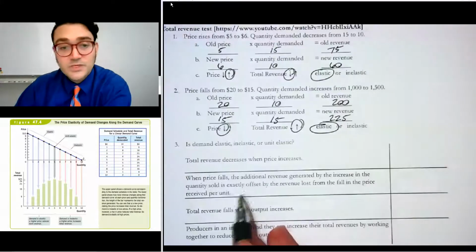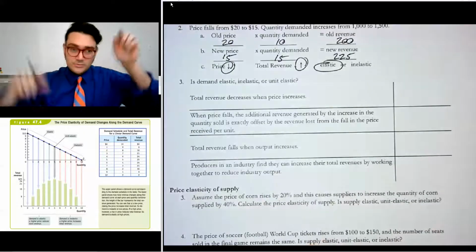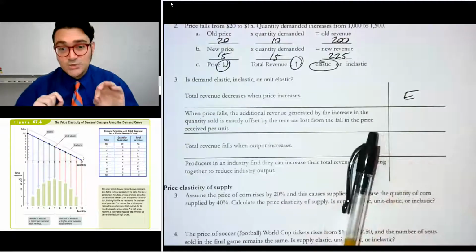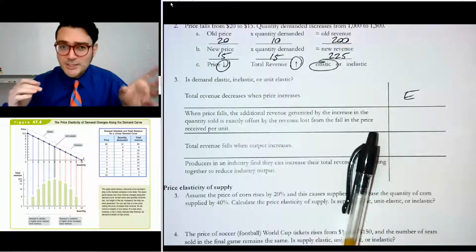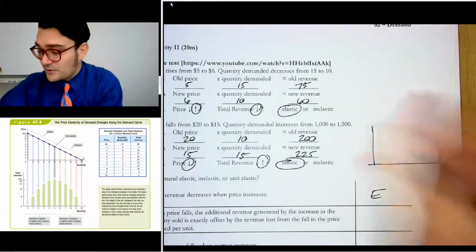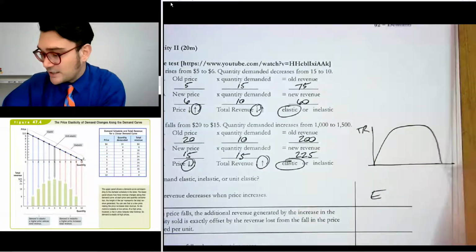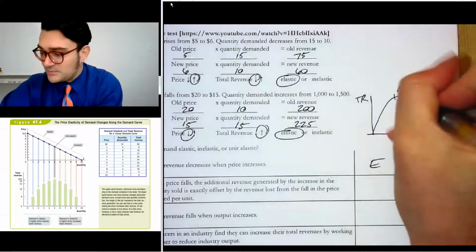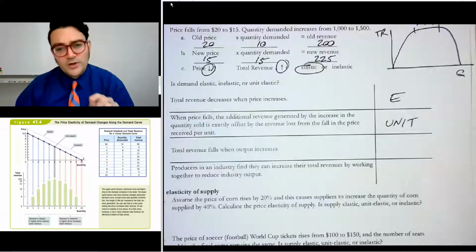Now, for each of these, we're going to say elastic, inelastic, or unit elastic. Total revenue goes down when price goes up. Okay, price goes up, total revenue goes down, elastic. Price falls, the additional revenue generated by the increase in the quantity is exactly offset by the revenue lost. So the price changed, but the total revenue didn't. Think about a total revenue curve that looks like this, and it kind of flattens out and then comes back down again. If you're in that flattened out range, you're at the maximum of total revenue, then you're in the unit elastic.